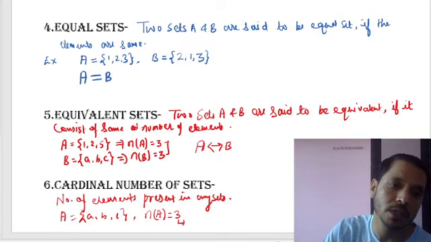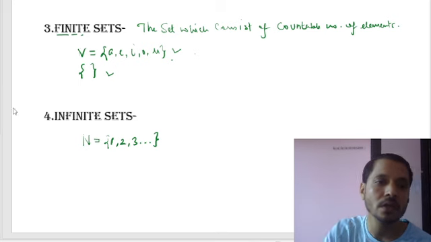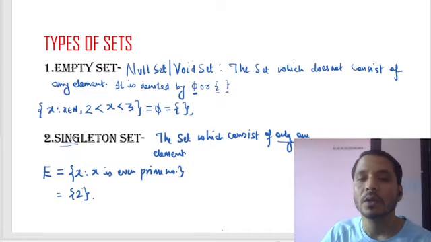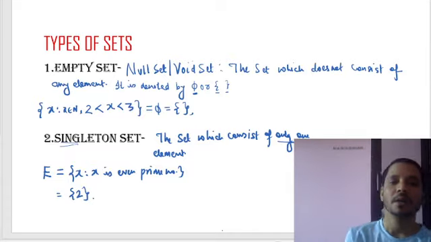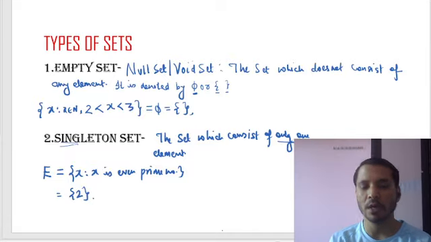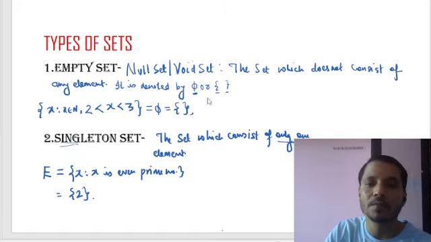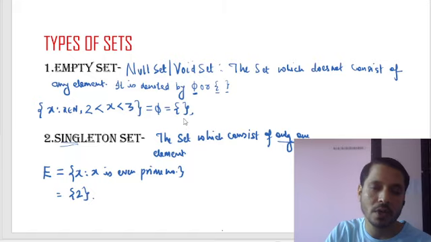What are the types of sets? We have already discussed. The first one is the empty set, which does not consist of any element, completely empty, void, right? The important thing is how we represent it: either by the void symbol or by the open and close curly brackets. That is called the empty set.